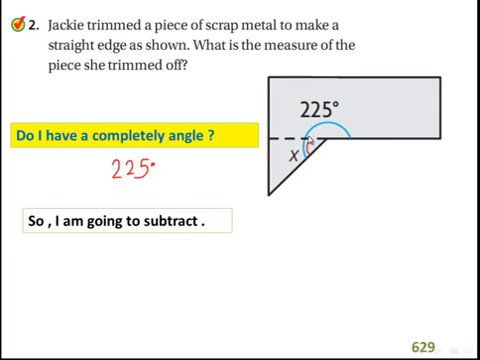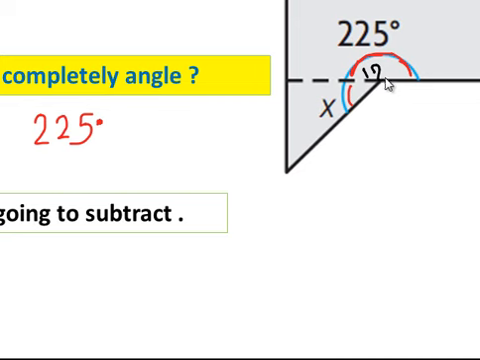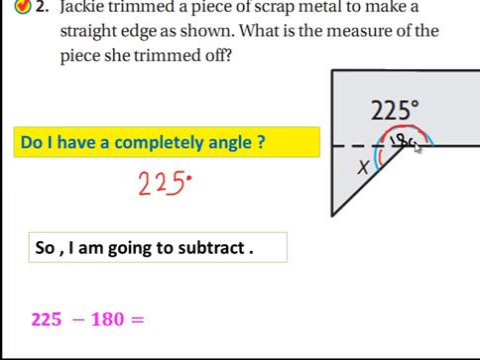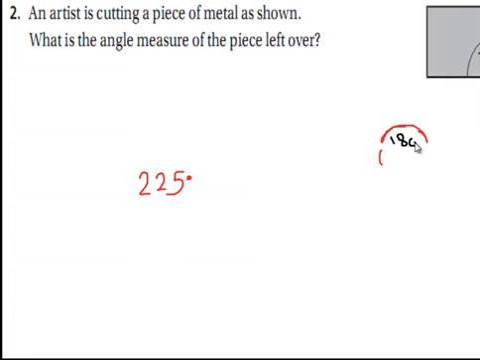But you should notice that this part is a straight angle. And it measures 180 degrees. So you should subtract it. I'm going to subtract 225 degrees minus 180 degrees equals 45 degrees. Great job. So x equals 45 degrees. It's easy. Let's go.